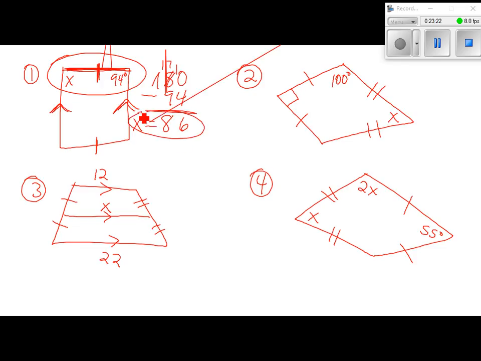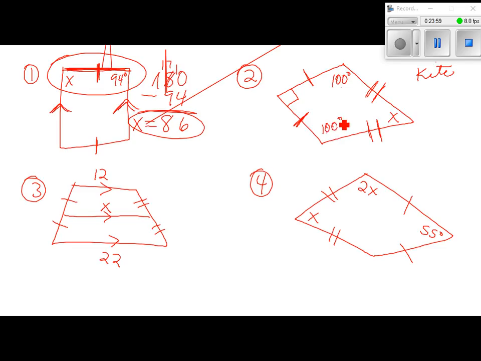X equals 86 degrees. The second one, we look at this, these 2 sides are congruent, these 2 sides are congruent. Well, it's not a parallelogram because opposite sides are not congruent, but it's a kite. Since we know it's a kite, in a kite, we know some properties. These 2 angles, where you separate the 2 pairs of congruent sides, those 2 angles always have to be the same. So if that angle is 100, this angle down here has to be 100.